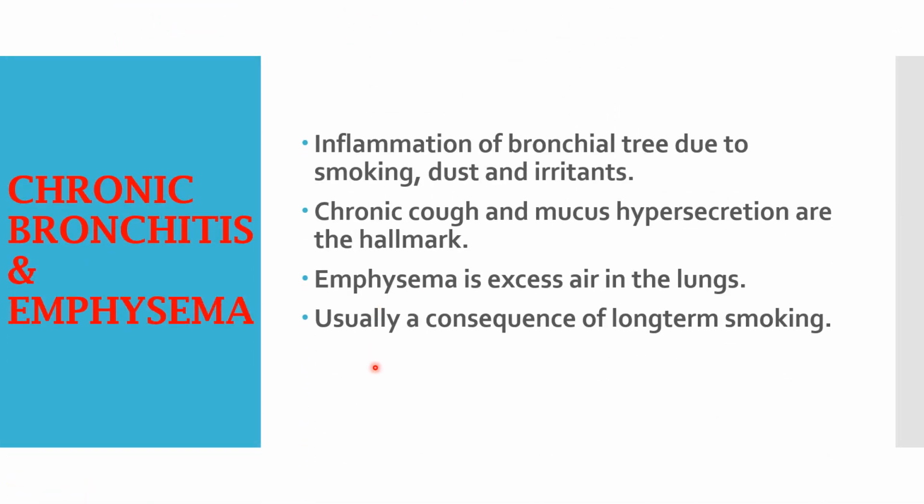The next diseases are chronic bronchitis and emphysema. Chronic bronchitis is inflammation of the bronchial tree due to smoking, dust and irritants. The mucosal inflammation is also exacerbated by superadded infection. It is characterized by increase in volume of submucosal glands and increase in number of goblet cells in the surface epithelium. The hallmarks of chronic bronchitis are chronic cough and mucus hypersecretion. These two are very important for identifying a chronic bronchitis case.